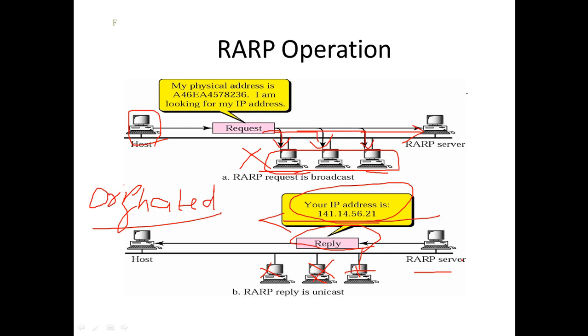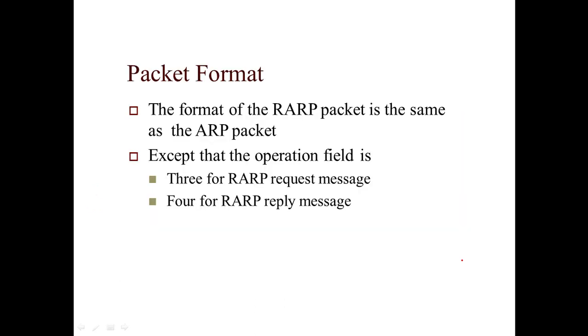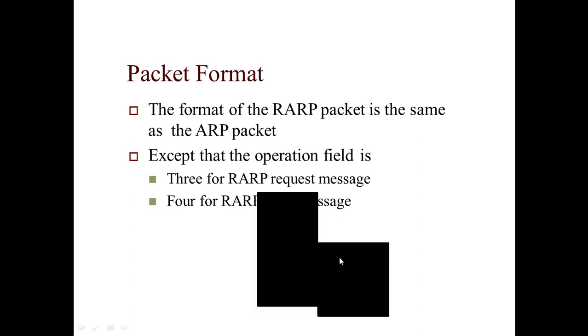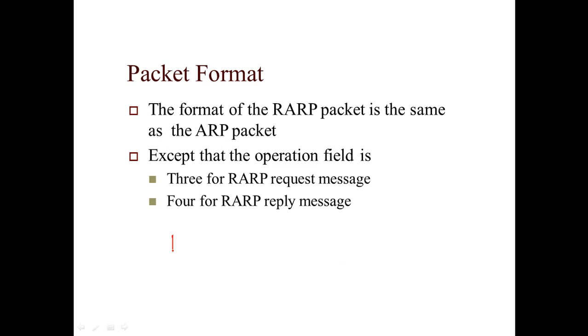So let's see the format of the RARP packet. The format of the RARP packet is the same as the ARP packet, except for the operation field. In ARP, if you remember, we had 1 for the request message and 2 for the reply message. Now instead of using 1 and 2, you are using 3 and 4.